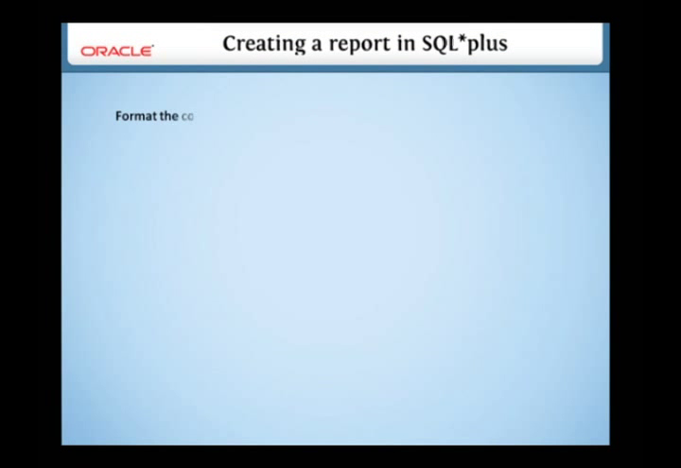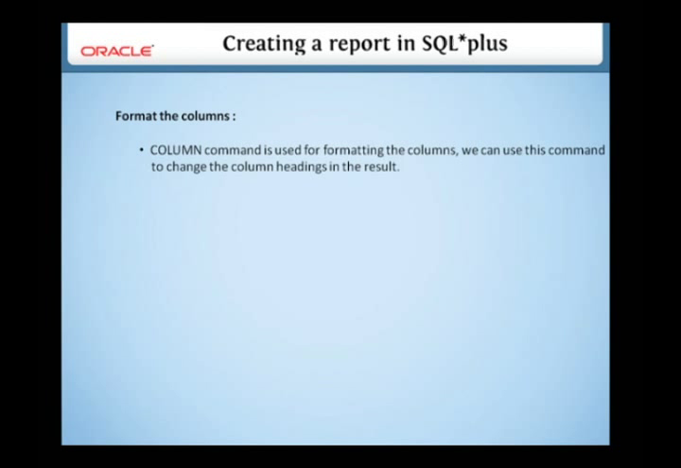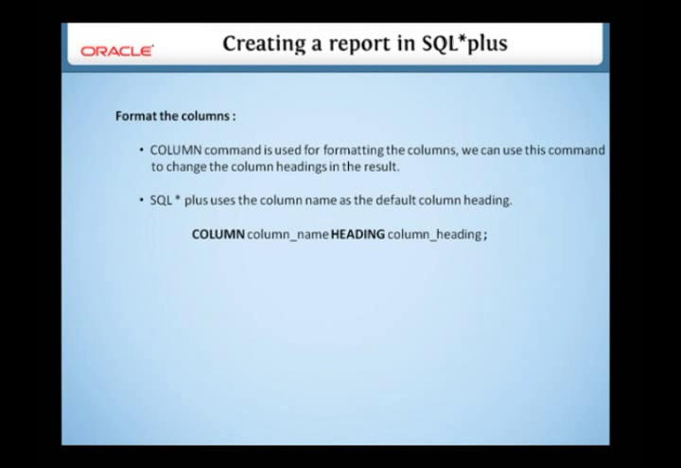Let's see how to format the columns. In SQL*Plus, a column command is used for formatting the columns. We can use this command to change the column headings in the result. Generally, SQL*Plus uses the column name as the default column heading. We can change the column heading with this syntax: column column_name heading column_heading.